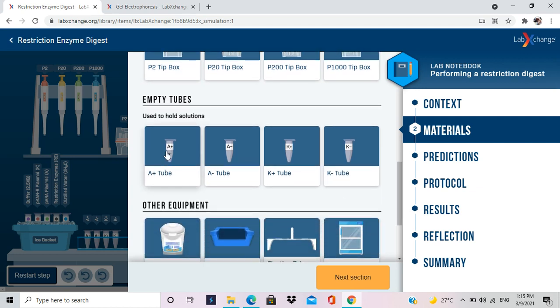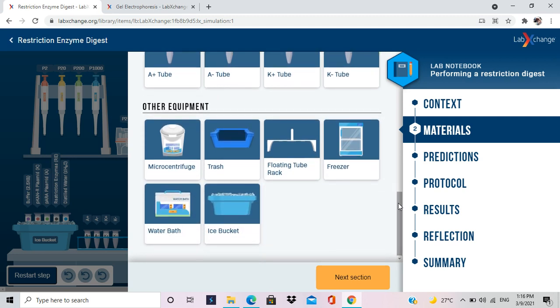The empty tubes are K plus tube, K negative tube, A plus tube, and A negative tube. Other equipment is a centrifuge, trash, floating tube rack, freezer, water bath, and ice bath bucket.